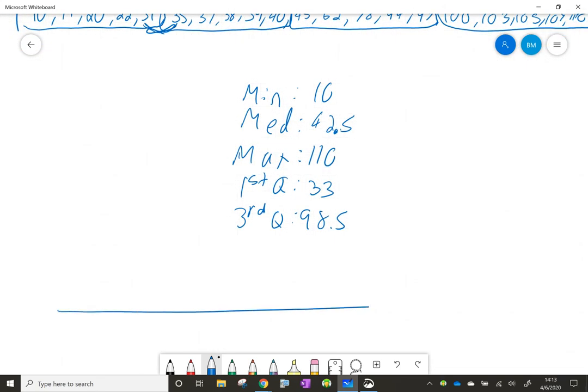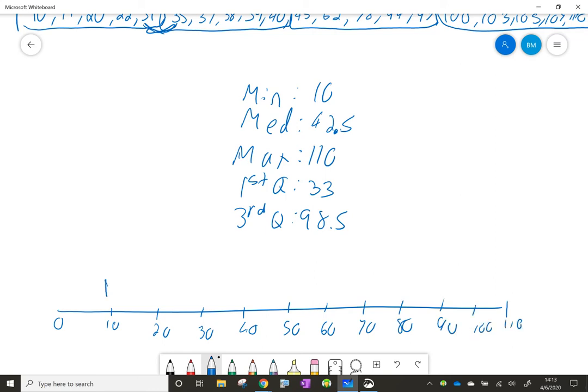would look something like this. Let's go from 0. Let's go by tens. 10, 20, 30, 40, 50, 60, 70, 80, 90, 100, 110. Right? I'd have a minimum of 10. I'd have my median at 42.5, my maximum at 110, my first quartile at 33, my third quartile at 98.5. And then my box would go from first quartile to third quartile, and my whiskers would go there.